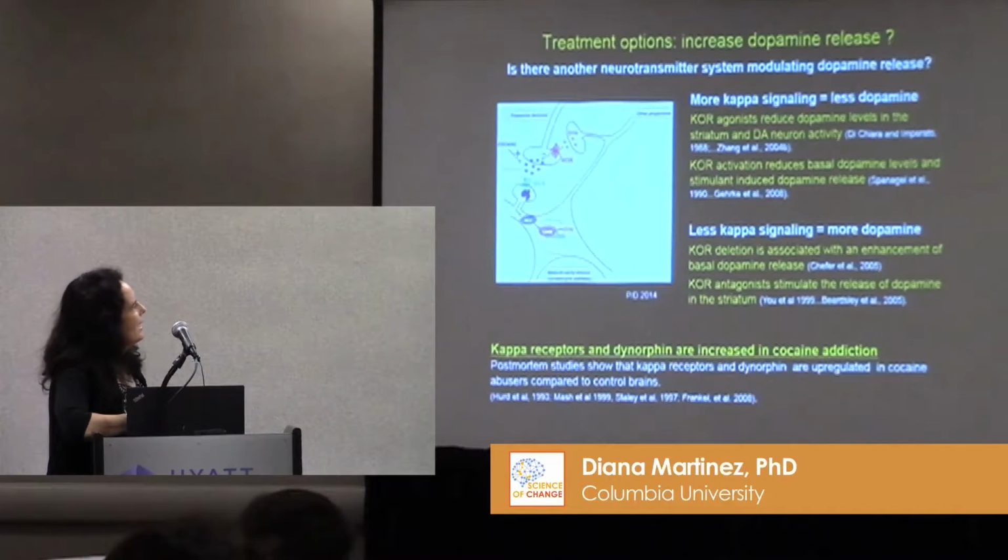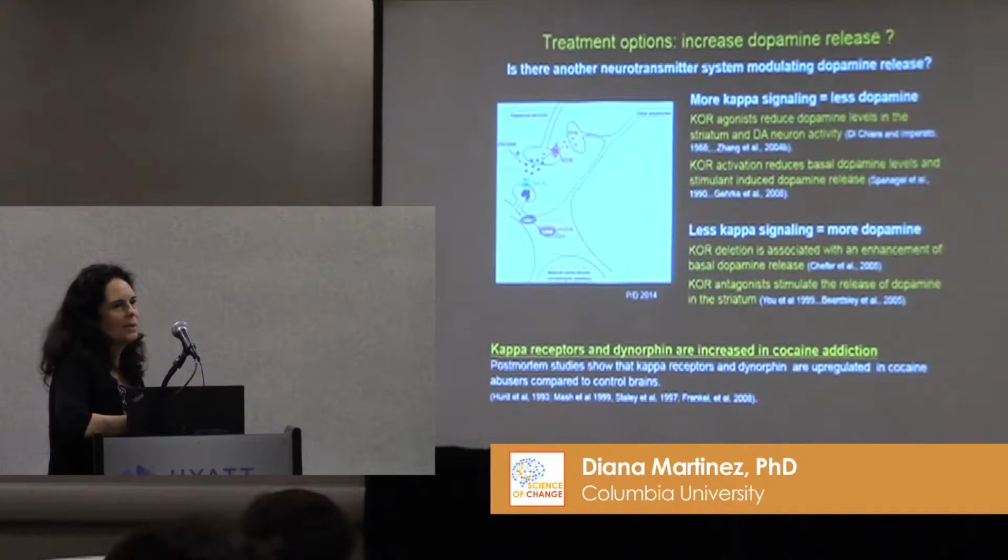So if you give kappa agonists, you decrease dopamine levels in the striatum, and you decrease dopaminergic neuron activity. You also decrease basal levels of dopamine, and you inhibit stimulant-induced dopamine release, which is exactly what we're seeing in the human brains with our PET imaging data. If you give less kappa signaling, you get more dopamine. So if you remove the kappa receptors, you get an increase in basal dopamine release, and kappa antagonists stimulate the release of dopamine in the striatum.